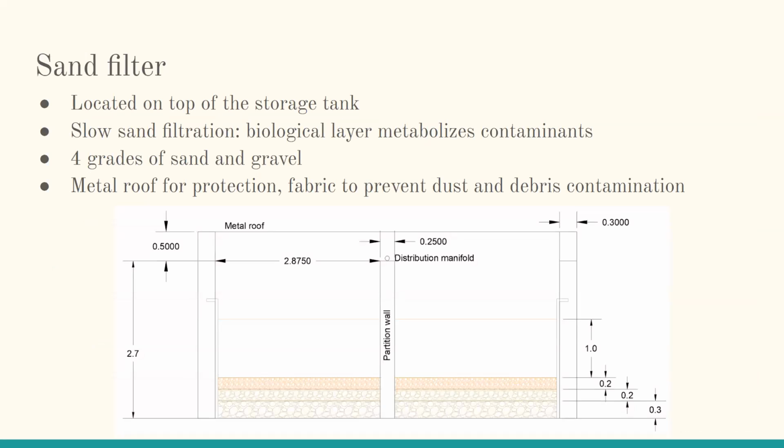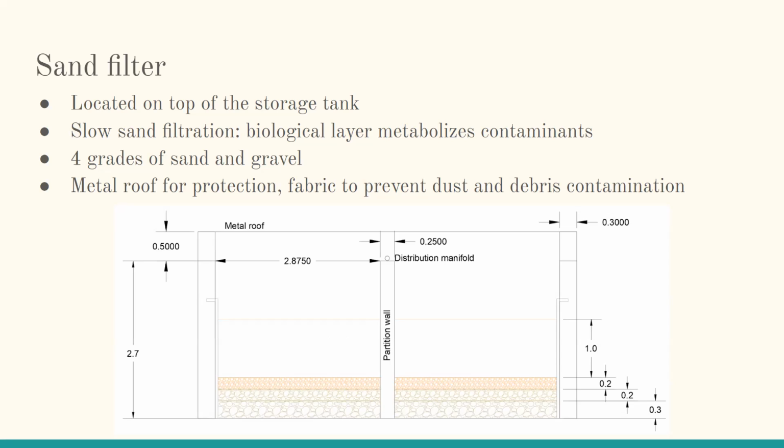So the main treatment component of this system is a slow sand filter. It's located at the top of the storage tank configuration, and it was sized to take up the entire top level of that to maximize the rate of filtration. It consists of poured concrete housing material in a square, and it's filled with 4 grades of medium material, from fine sand at the top, then followed by fine gravel, medium gravel, and coarse gravel.